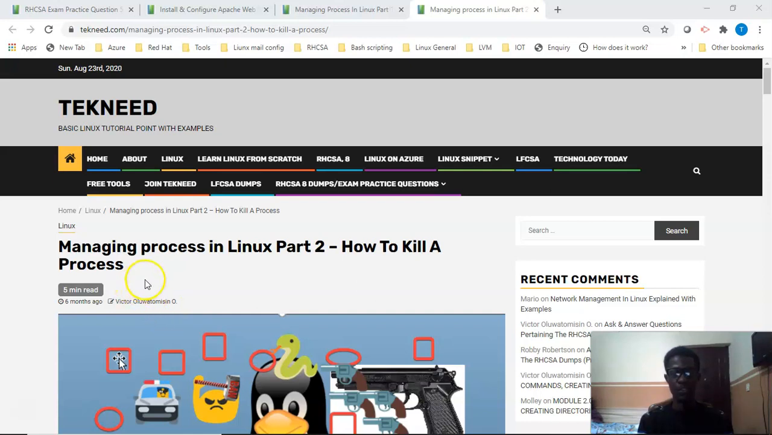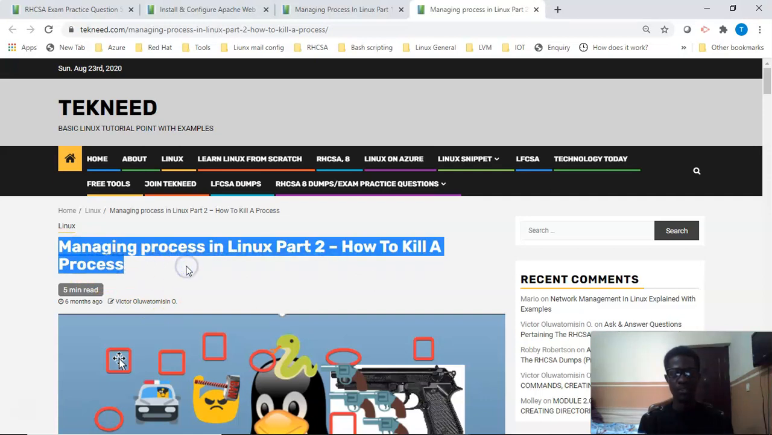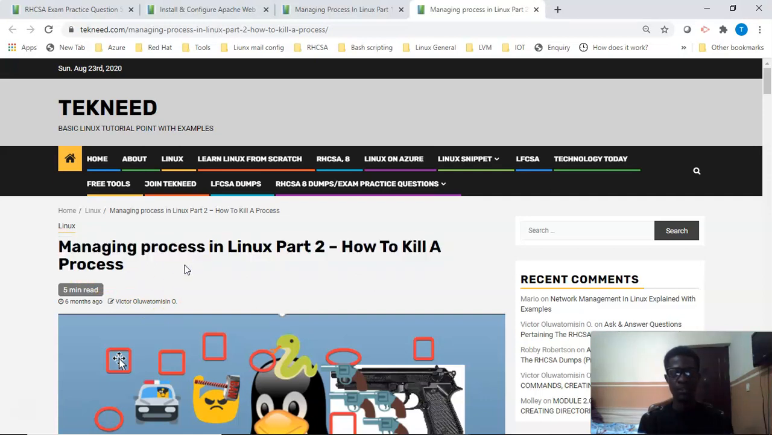Today we're going to continue with our course and look at managing processes in Linux, part 2. In part 1 we learned what a process is, and what a parent and a child process are. So having understood part 1, it is high time we learned how to kill a process in Linux. We're also going to learn what a job is in this part 2.